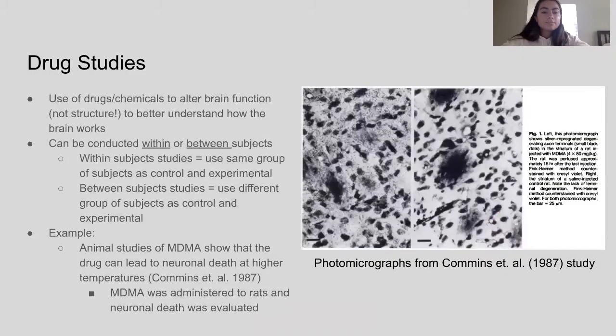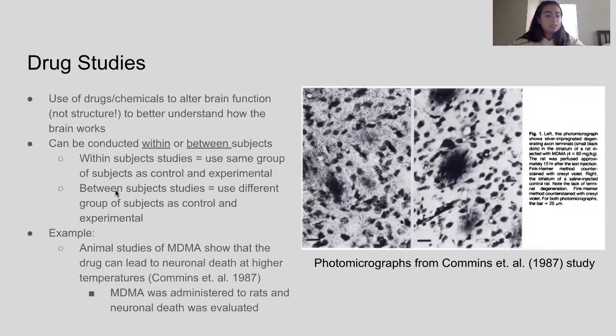Another popular method for studying the brain is through drug studies. This involves the researcher using drugs to directly alter brain function but not structure of its patients. This allows the researcher to evaluate how the brain responds to specific drugs, as well as target different parts of the brain in the study. Drug studies can be conducted either within or between subjects. Conducting a within-subject study means the same group of subjects will be treated as the control and experimental groups. Within-subject studies are best for small sample groups and eliminate the chance of variability due to differences between individual subjects.